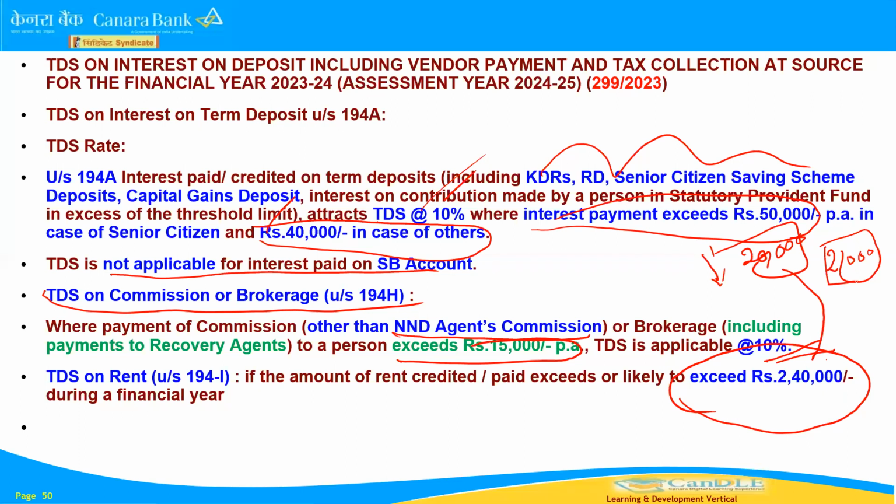So why I told this to remember: TDS on rent, 20,000 means 20 into 12, 2,40,000. Up to 2,40,000 per annum, no TDS. Above that, TDS.